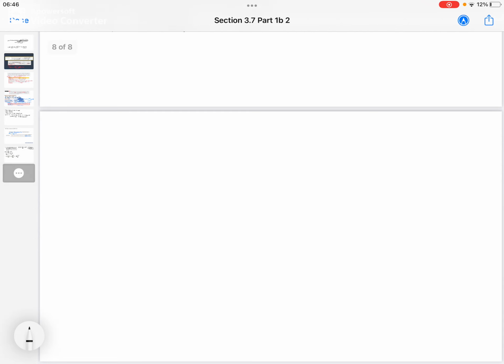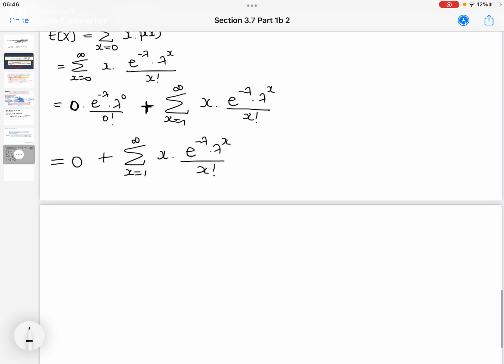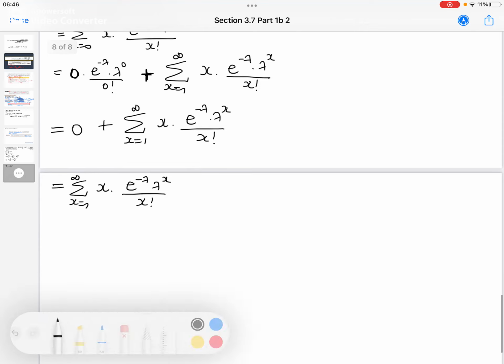So we see then at the end, next line, we just have 0 plus the sum of x equal to 1 to infinity of this product, x times e to the power minus lambda times lambda to the power x divided by x factorial. All right? So this is just equal to the sum of x equal to 1 to infinity of this product, x times e to the power minus lambda times lambda to the power x divided by x factorial. All right. Now, what can we do? What is the next step?